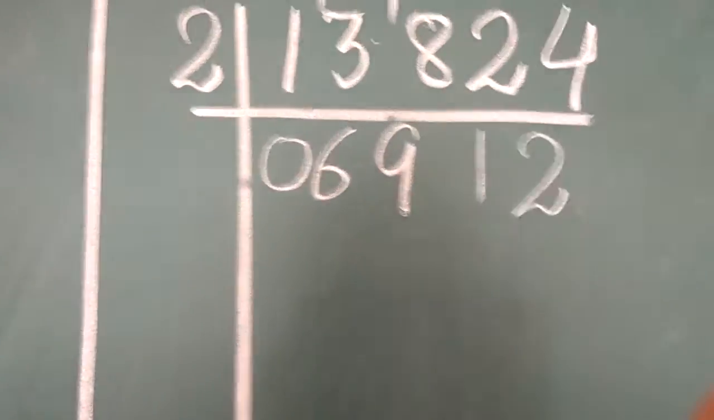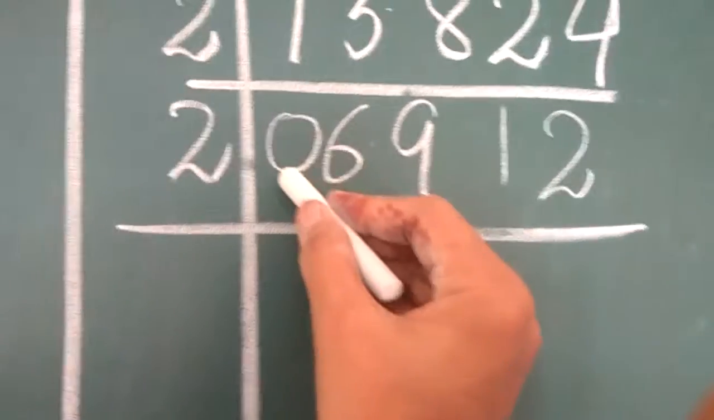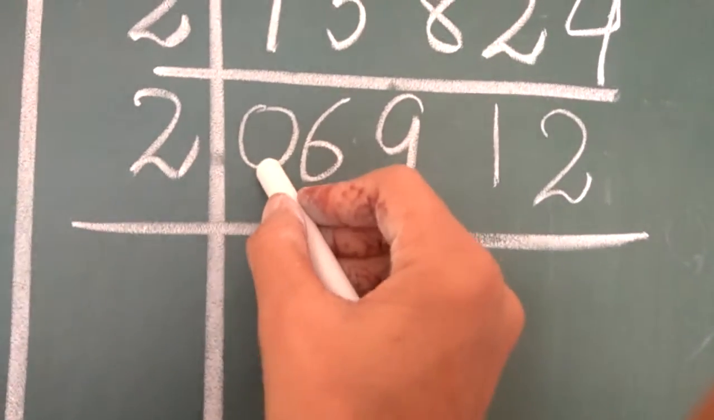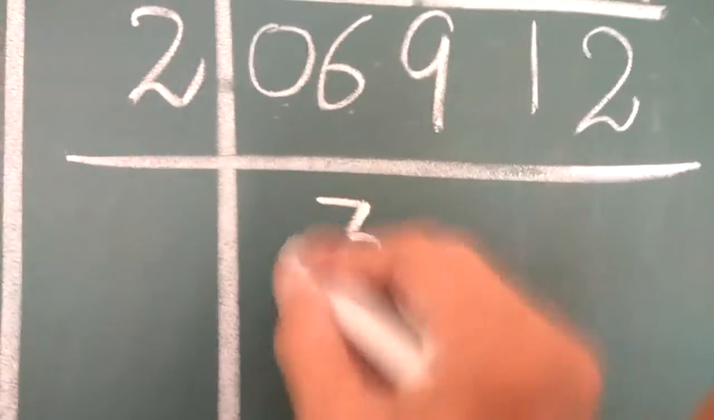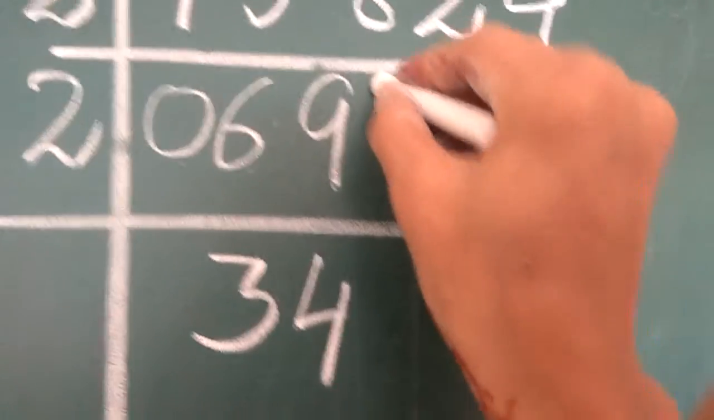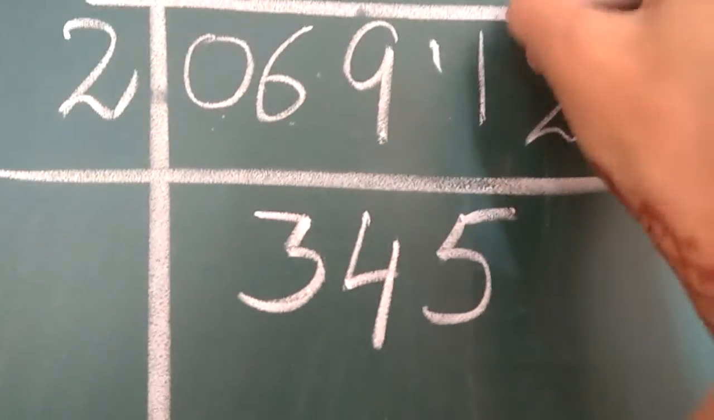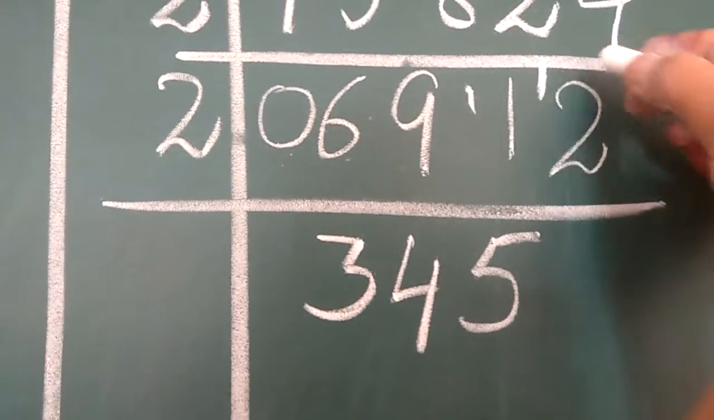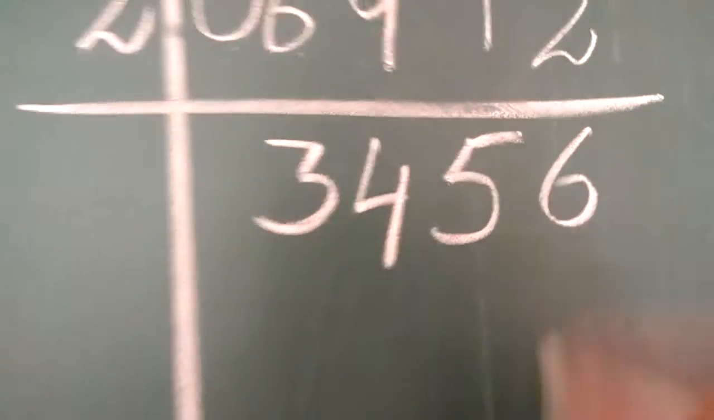Again it is an even number, so let us divide it by 2 again. The starting 0 has no value, so leave it. Let us see 6. 2 3s are 6, 9. 2 4s are 8, carry 1. It will become 11. 2 5s are 10. Then again a balance 1 is there, which is going to be attached with 2. It will become 12. 2 6s are 12.